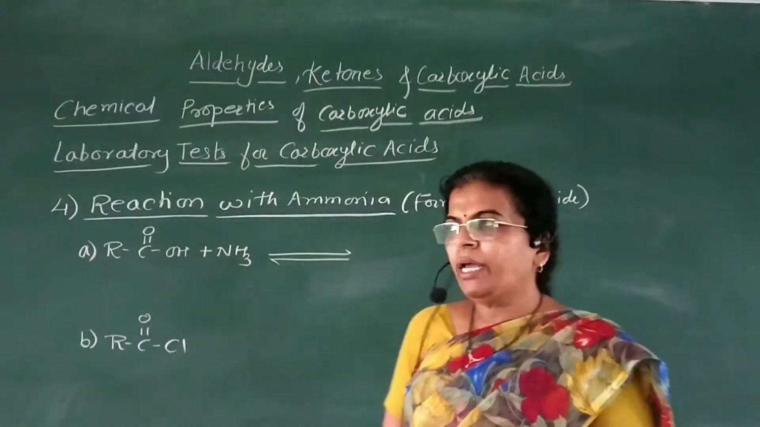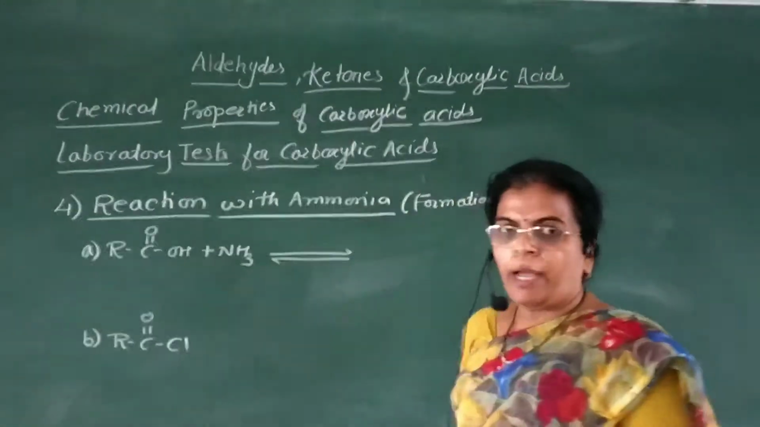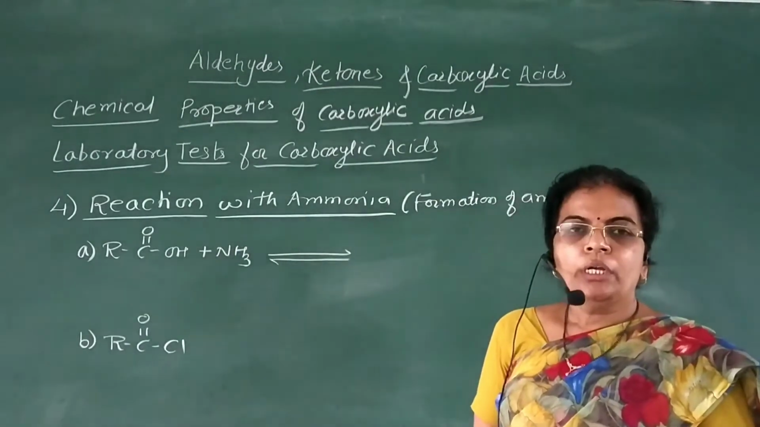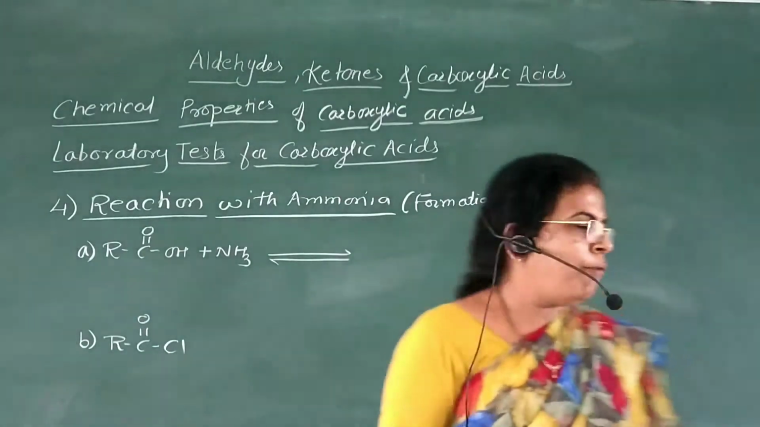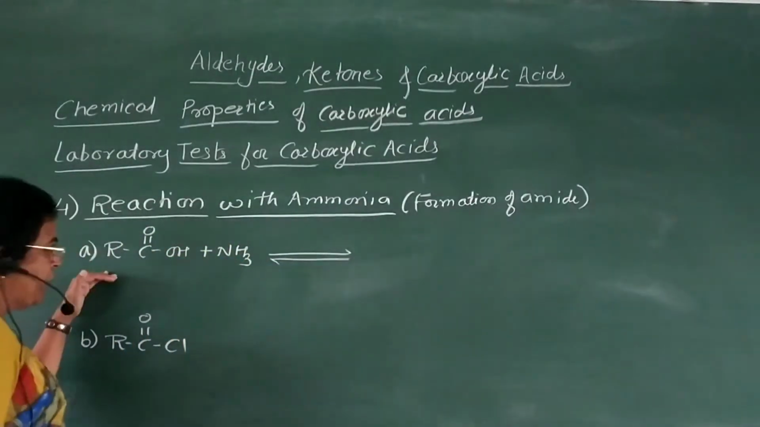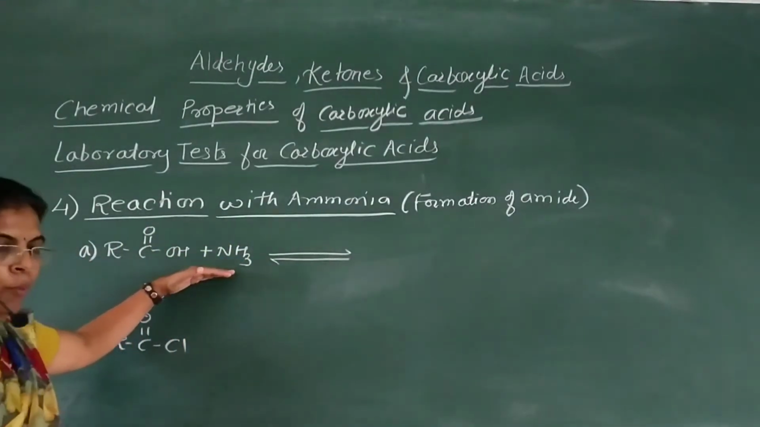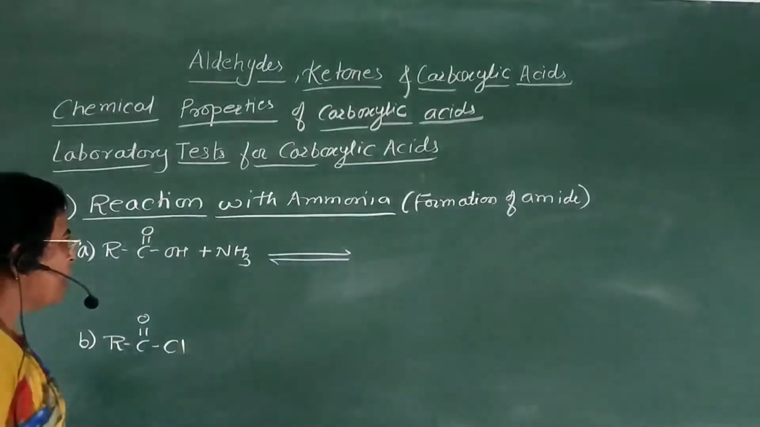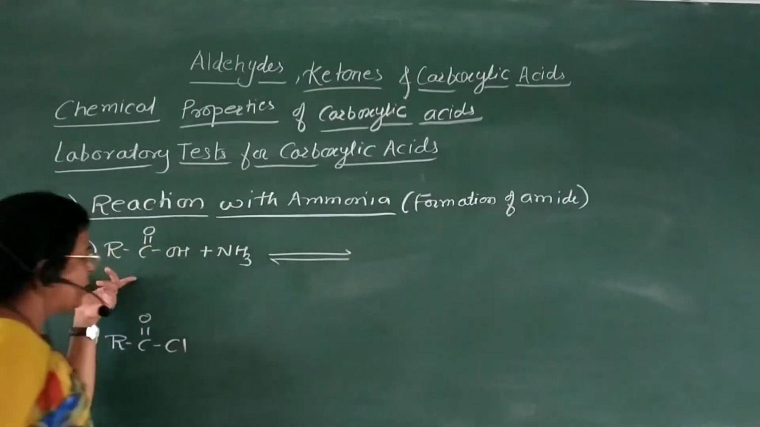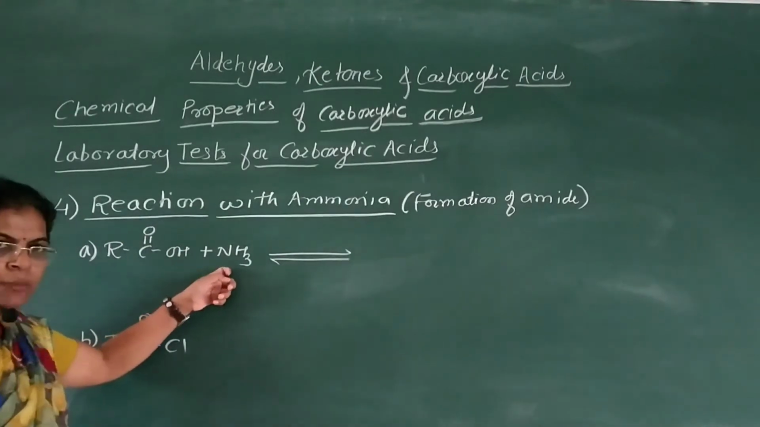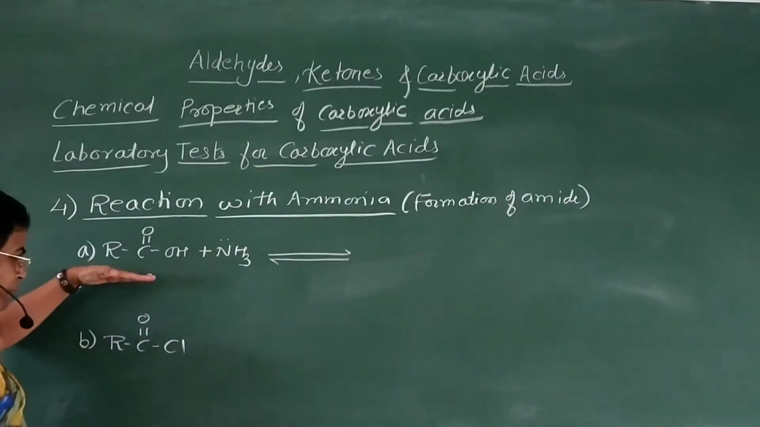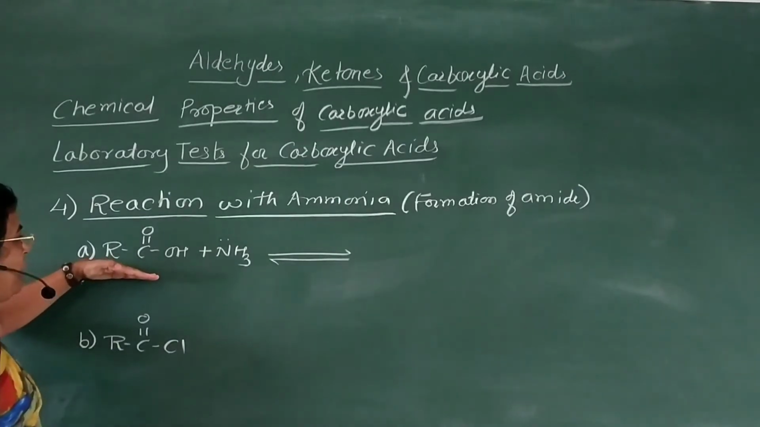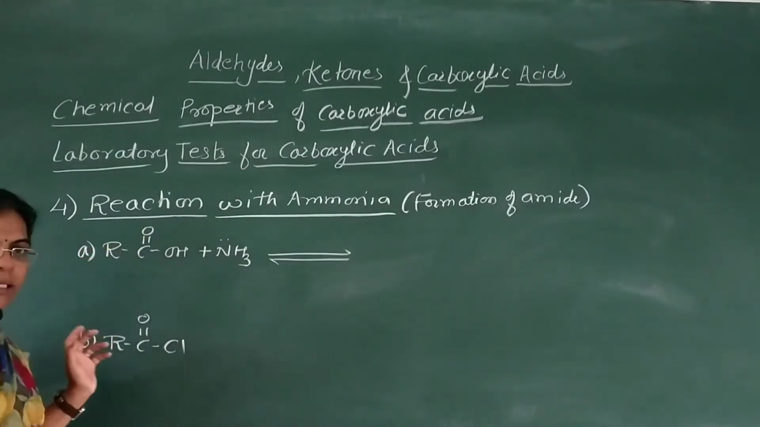Now the next reaction we are going to see is the reaction with ammonia, that is NH3. Here formation of amide takes place. Now in this reaction, when carboxylic acid is treated with ammonia, this is an acid base reaction. Ammonia is basic in nature due to the presence of a lone pair of electrons on the nitrogen atom, and this carboxylic acid is acidic in nature.